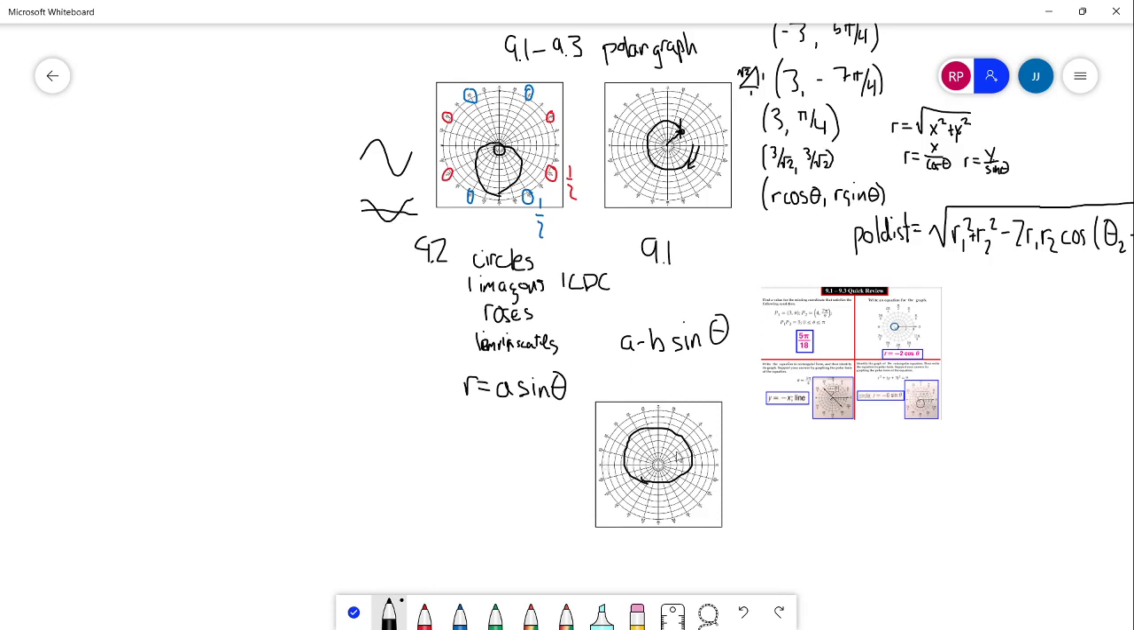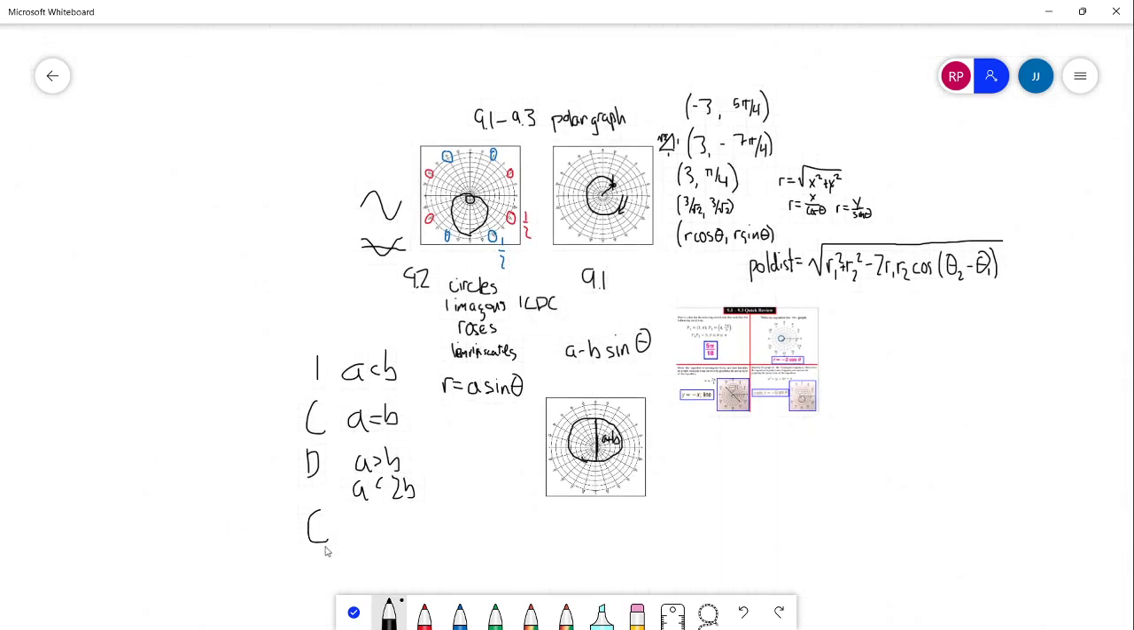And you don't need to know this, but this distance is going to be a plus b. So how these are separated is the inner loop, a is less than b for I. For the cardioid, a equals b, and in the equation a is the first one, b is the second one. And for d, a is greater than b, but less than 2b.